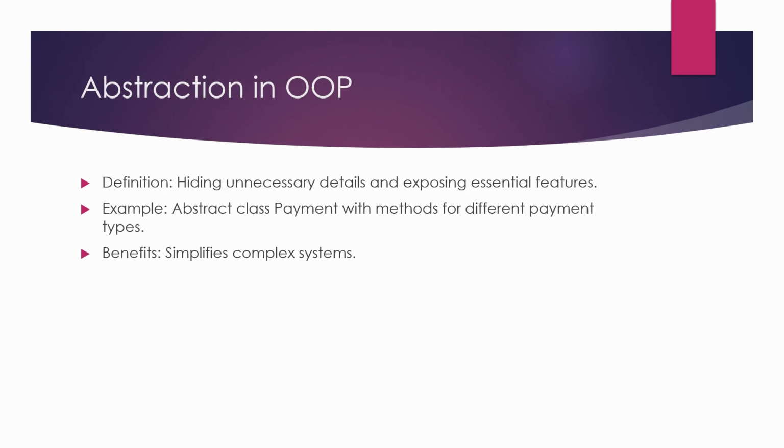Moving on to abstraction, which involves hiding the complex implementation details of a class while exposing only the necessary information. An abstract class in OOP provides a blueprint for other classes, defining methods that must be implemented by derived classes. For example, a payment class would define a method for processing payments, while different payment methods like credit card or PayPal implement their own version of the method.